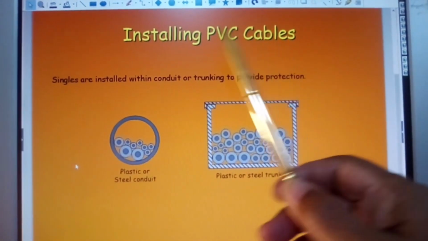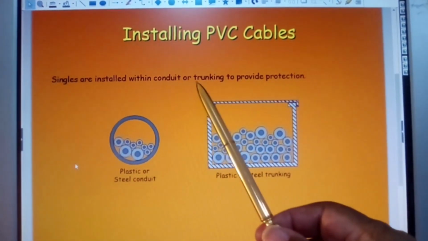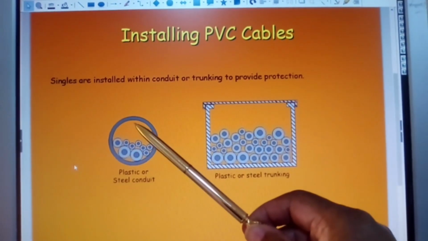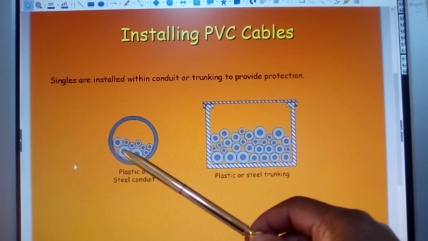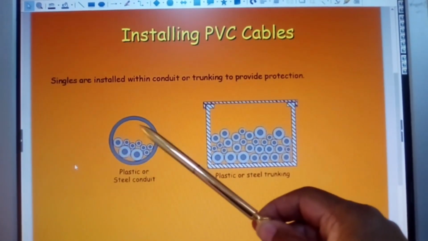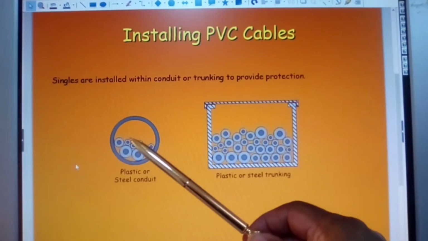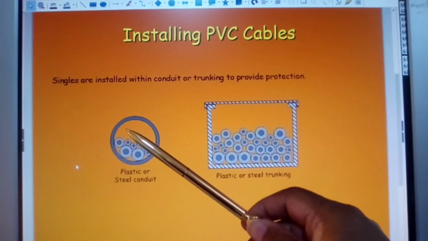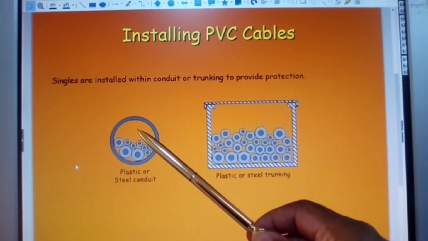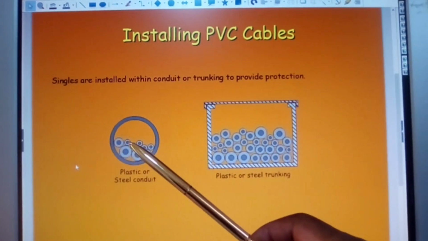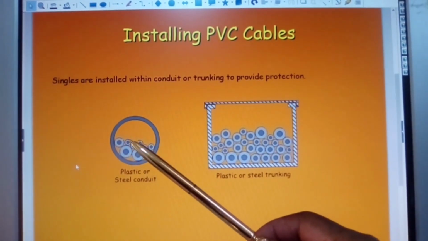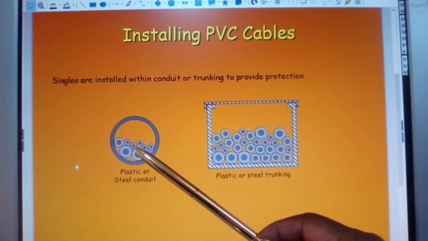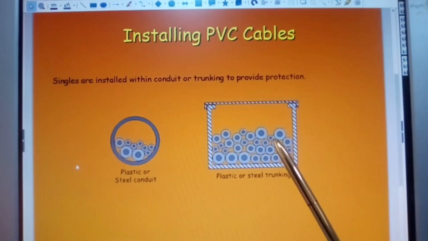Now, installing PVC cables. Singles are installed within conduit or trunking to provide protection, but remember that the space here is important. We need the space here to allow heat dissipation from the number of cables within the enclosed space of conduit. That heat spacing factor is important. If you have too many cables in here, then the heat will build up, giving you a problem with the insulation, which will cause the insulation on the cable taking in the most heat to break down. Therefore, you'll then have a problem. The same thing applies to conduit as it does in trunking.